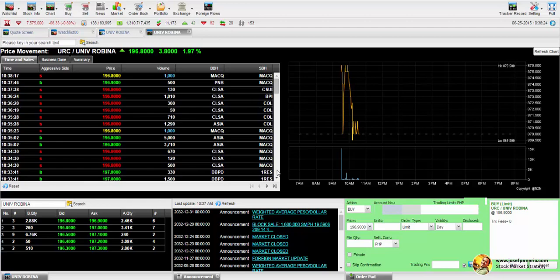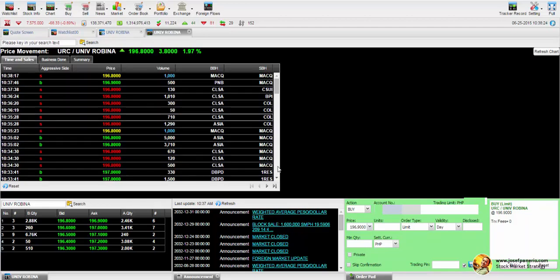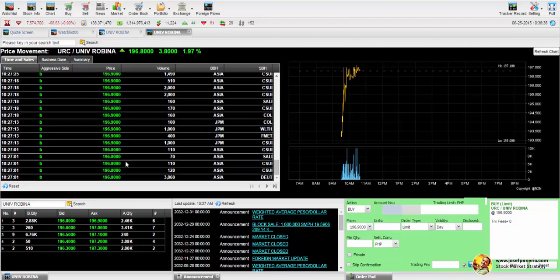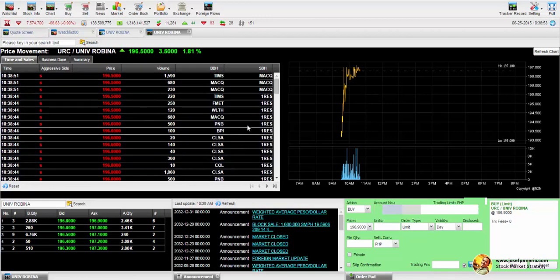So for URC, when the market started, when the bidders started posting their buys, so 10:27, it started at 196, with a volume of 510, and it goes up. Then on this area, this is the total volume for that price transacted at 10:38.51. This is the buyer Teams, and this is the seller Macquarie. So it changes a lot because we are on a real-time platform.